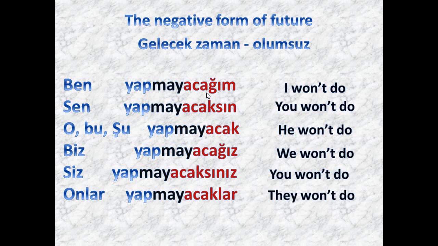Okay. Now let's go to another tense. I don't know how to name this tense, but it gives a meaning of I was supposed to. Somebody was supposed to. They call it gelecek zamanın hikayesi. In this, yeah, was supposed to should solve the problem for you.